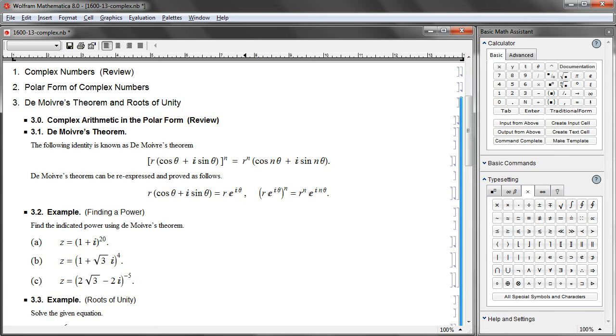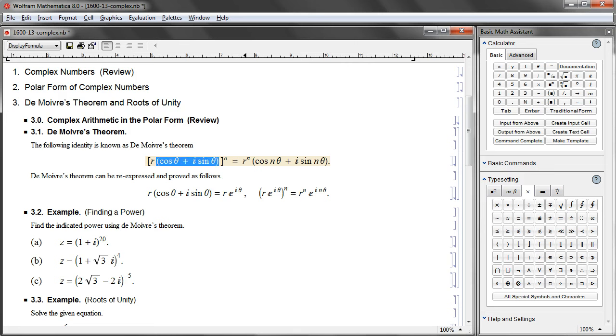De Moivre's theorem goes kind of like this. In polar form, (r times (cosine of theta plus i sine of theta)) to the nth power is equal to r to the nth power, no surprise there, times (cosine of n theta plus i sine of n theta). Well, that's surprising, because (cosine of theta plus i sine of theta) to the nth power is rather complicated.